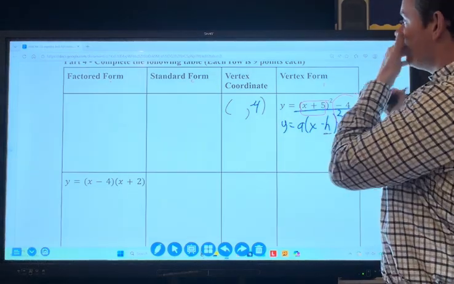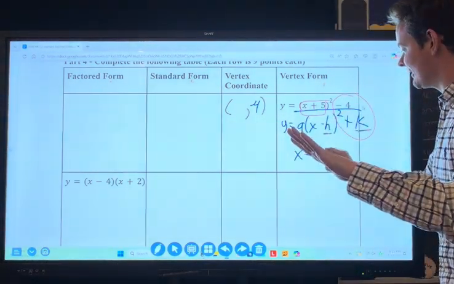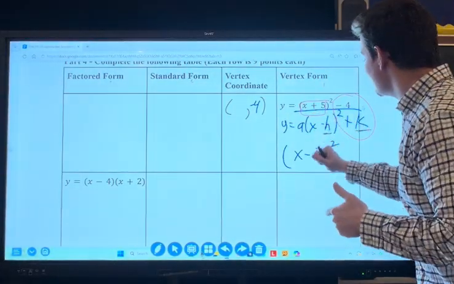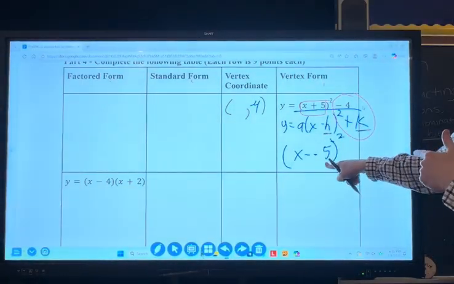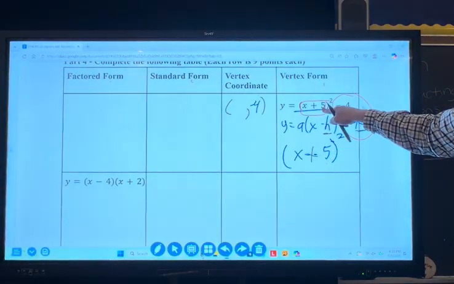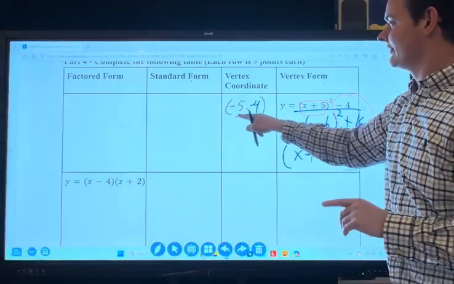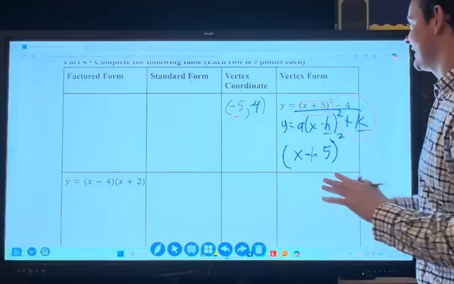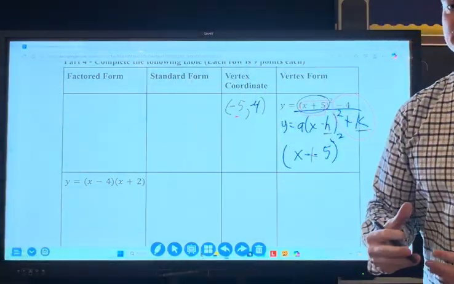Well, if the vertex coordinate was just 5, right? It would be x minus 5 squared. But that's not what it is. So instead, it must have been x minus -5 squared, because that -5 makes it become a positive, which means the vertex coordinate is -5, -4. The best way that I like to remember that is that if it's in parentheses, in order to get it out, you take the opposite.